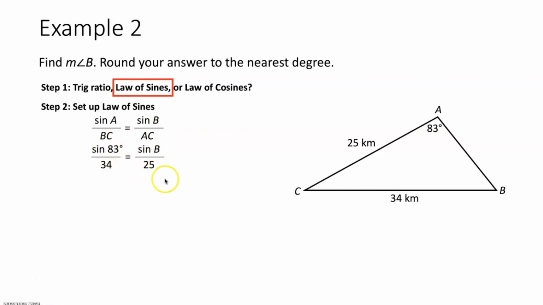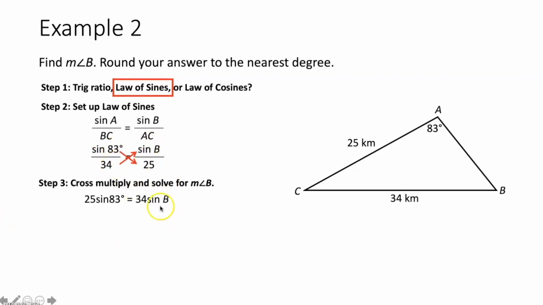So how do I solve a proportion? I cross multiply. I use the cross product property. So I'm going to cross multiply, set the 2 products equal to one another, and solve for B. So how do I solve this for B? Well, you can't just divide both sides by 34 sine. It does not work like that. You can divide both sides by 34 to get sine of B all by itself, which is what we're going to do.